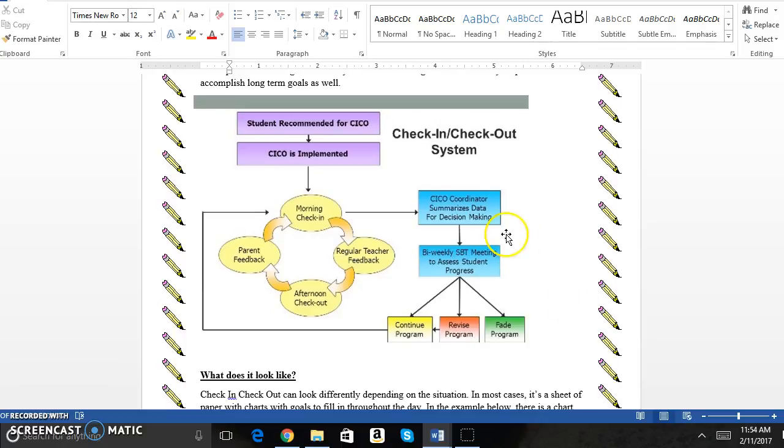I thought this chart was a really good representation of what happens in the check-in, check-out system. So once the student is recommended for check-in, check-out, the student will have a morning check-in, feedback from a teacher throughout the day, an afternoon check-out, and parent feedback. The progress or lack of progress made will be the deciding factor of whether the program should either continue, be revised, or faded out.